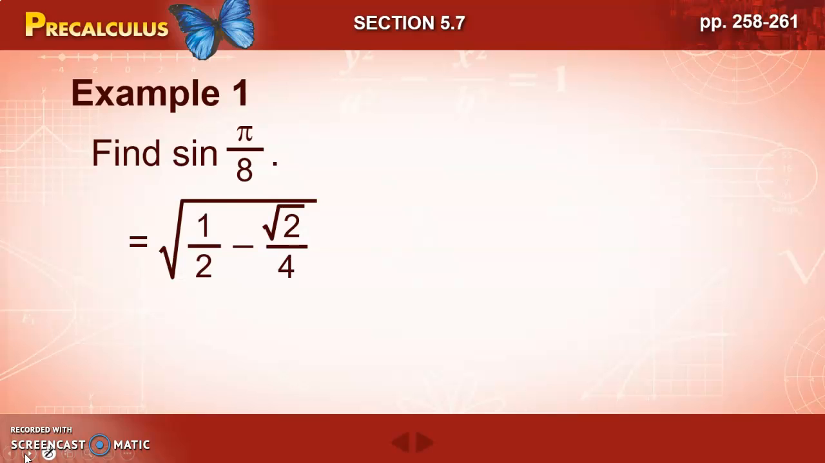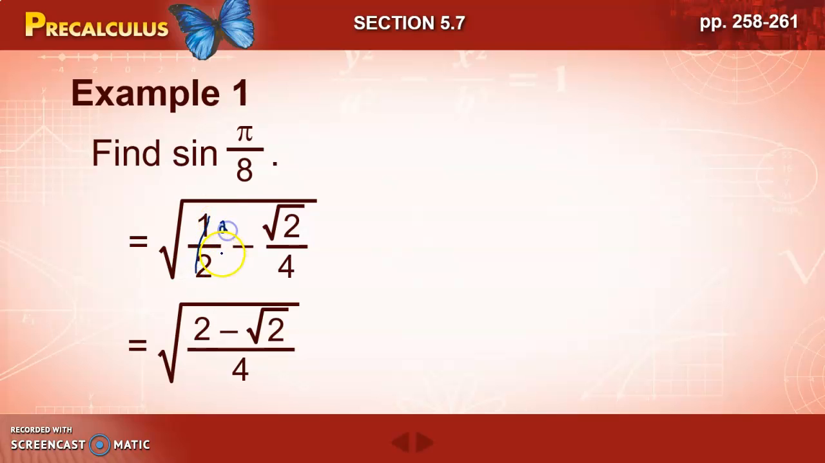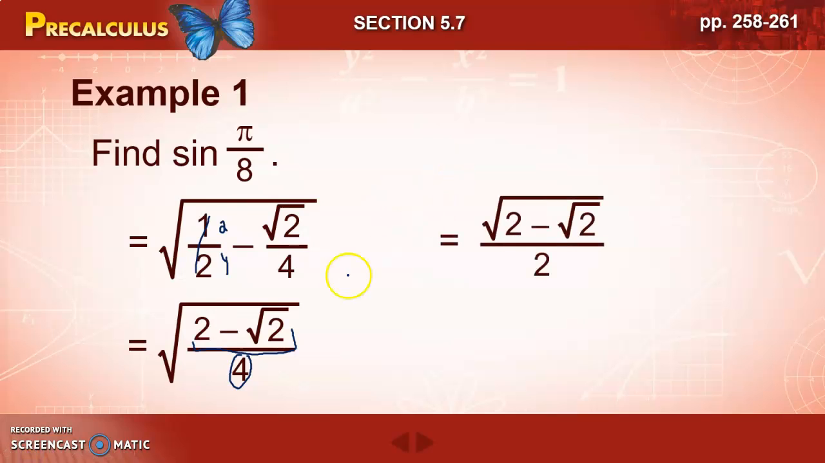We'll find a common denominator, so we'll write 1/2 as 2/4, and then after we've written that as 2/4, we can simplify that. So we have 2 minus 2 as our numerator and a common denominator of 4 on the bottom. We can then simplify that yet again by writing that as square root of 2 minus square root of 2 over the square root of 4.